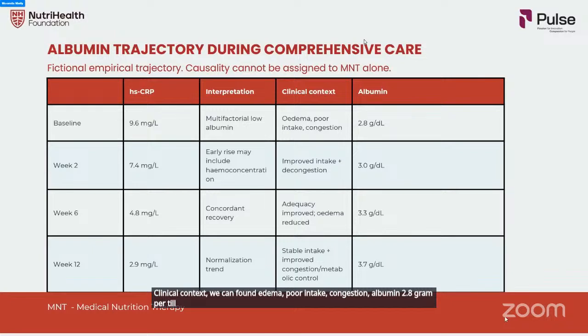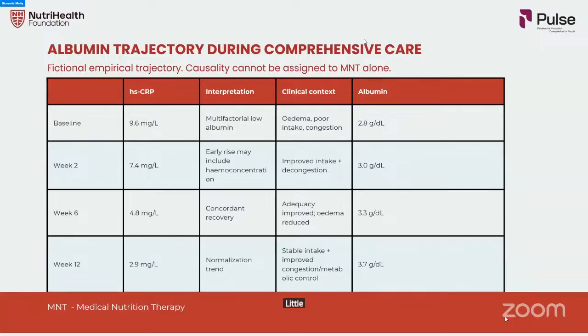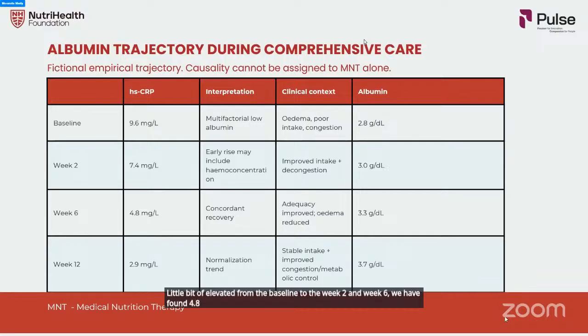At week 2, we have seen CRP 7.4 mg per dL, where we can see an early rise that may include hemoconcentration, improved intake and decongestion, albumin 3.0, a little elevated from baseline. At week 6, the CRP was 4.8, a little lower, and we can go for concordant recovery: adequacy improved, edema reduced, and the albumin is 3.3 gram per dL.